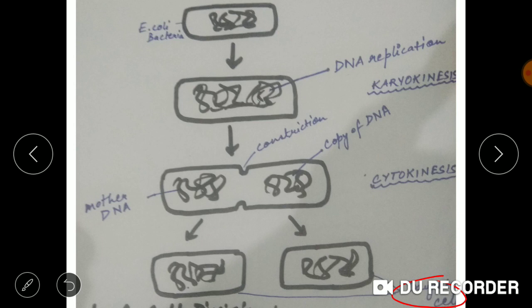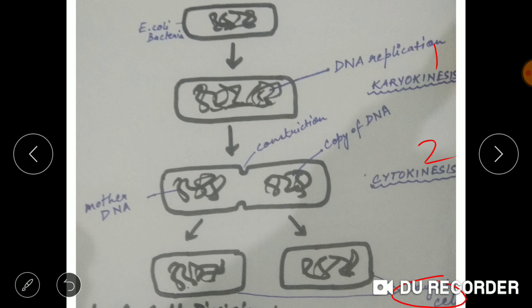During this formation of daughter cells, it has undergone two further processes. First one is karyokinesis and the other one is cytokinesis. So now let us talk about the subdivisions, karyokinesis and cytokinesis. Karyon means nucleus and karyokinesis means nuclear division.